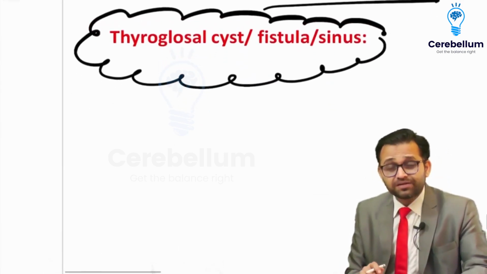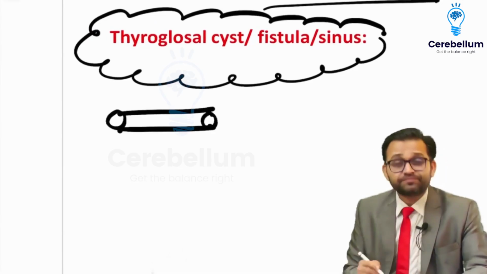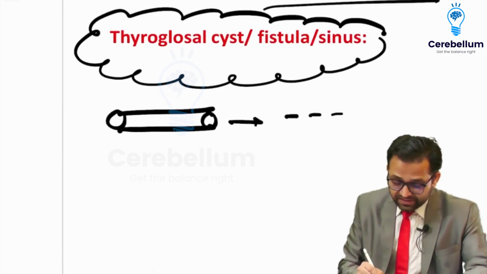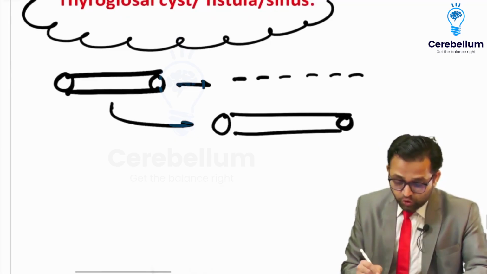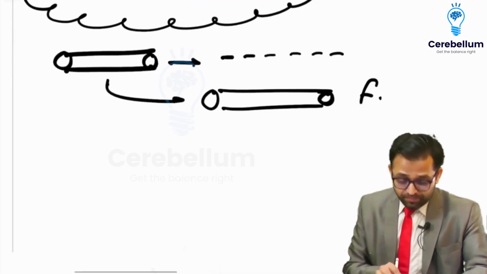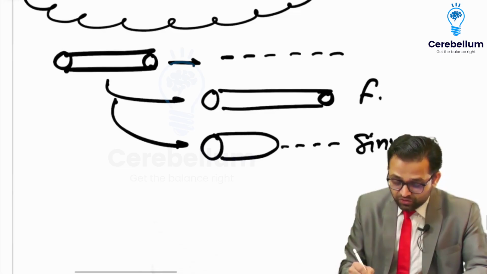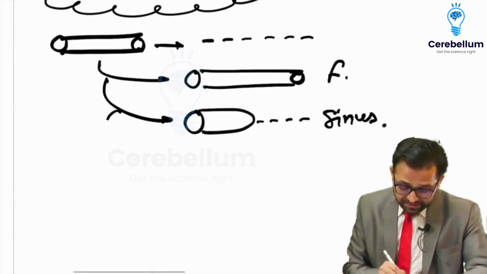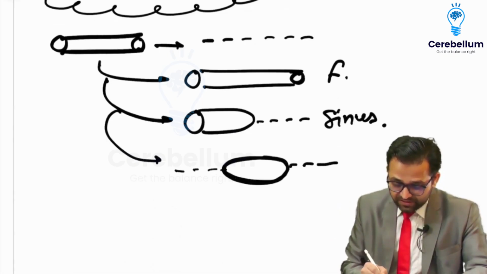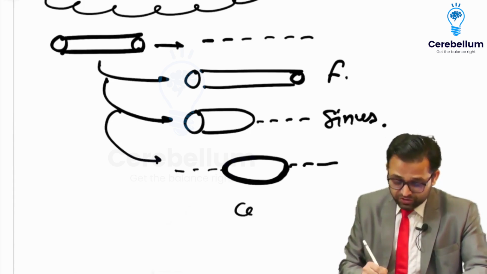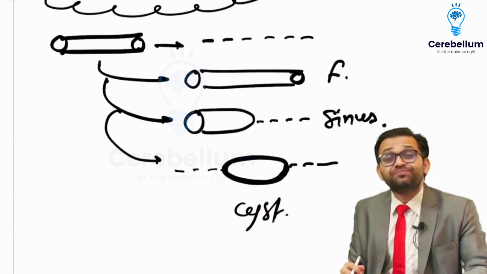In the embryology part, I will teach you, sir, that any embryonic structure later disappears, but sometimes it remains the same with two openings. Then it is a fistula. But sometimes one opening gets obliterated, then it is known as a sinus. And sometimes both ends get closed, and it presents as a closed cavity. This closed cavity filled with fluid or gas is known as a cyst.